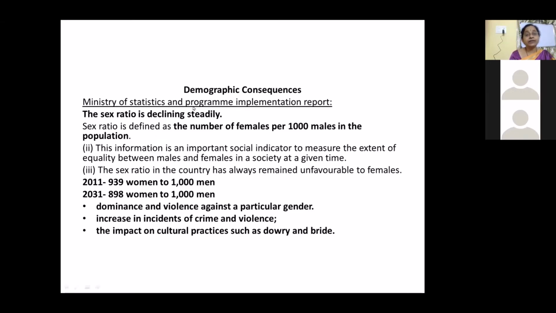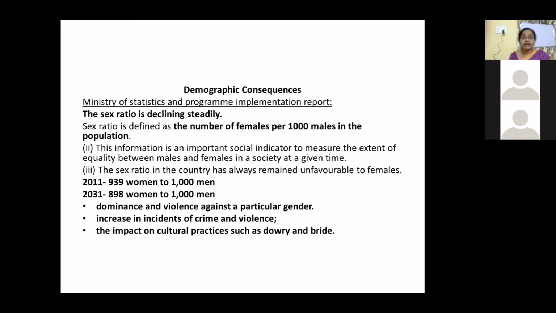So what is the result and what did they find out from their study? The sex ratio is declining steadily. Means gradually there is a decline in the sex ratio. What is sex ratio? It is defined as the number of females per 1,000 males in the population. So they take 1,000 males and they count the females. How many females are there per 1,000 males? And that becomes the sex ratio.